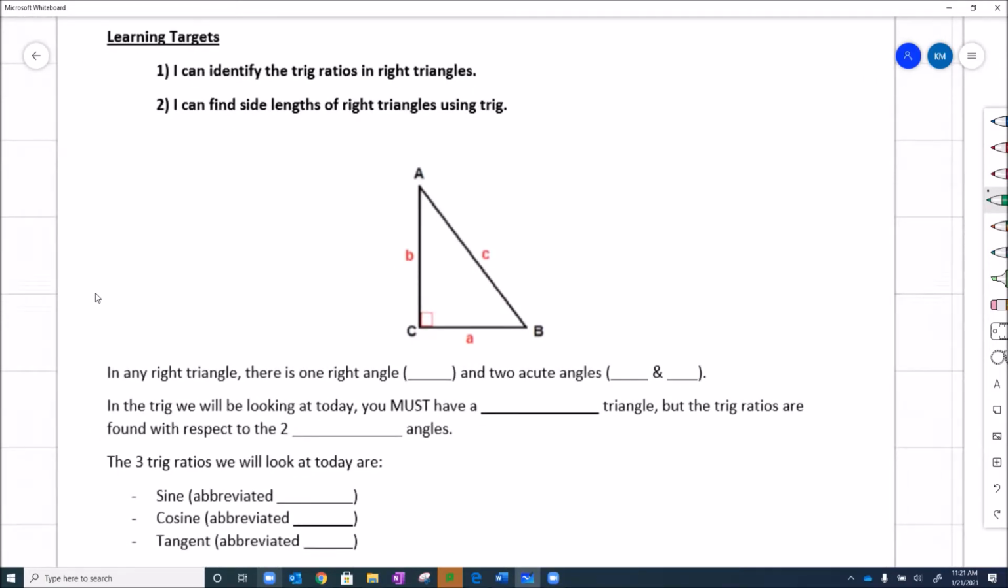Okay. In any right triangle, there is one right angle and two acute angles. In this case, the right angle is angle C, and the acute angles are angle A and angle B. In the trig we will be looking at today, you must have a right triangle. So it only works in a right triangle, but the trig ratios are found with respect to the two acute angles.